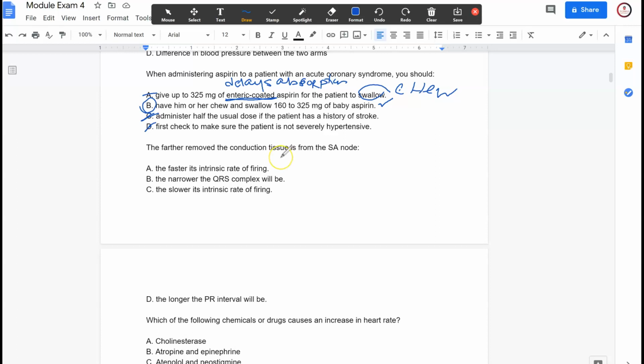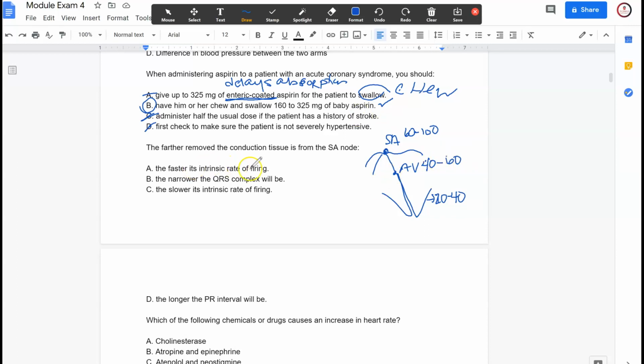The farther removed the conduction tissue is from the SA node, right? So we talked about this. SA node. Here's my really good drawing, internodal pathways, AV node, bundle of His, Purkinje fibers. If the SA node has an intrinsic rate of 60 to 100, and the Purkinje fibers have a rate of 20 to 40, because they're the furthest away from the SA node. Here's 40 to 60.